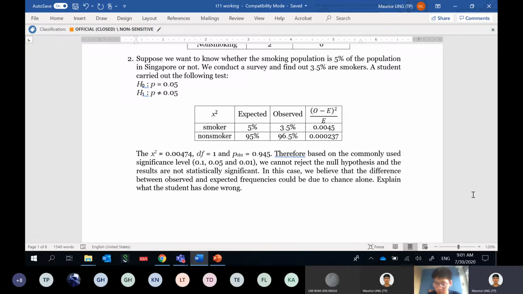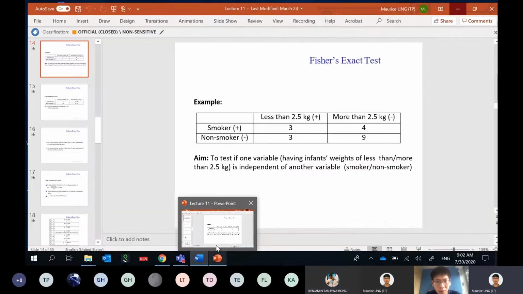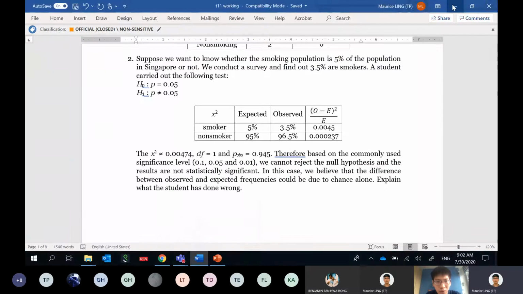So Benjamin, what has gone wrong? The student used percentages instead of the actual numbers, the frequency. Yeah, so that's the wrong part.